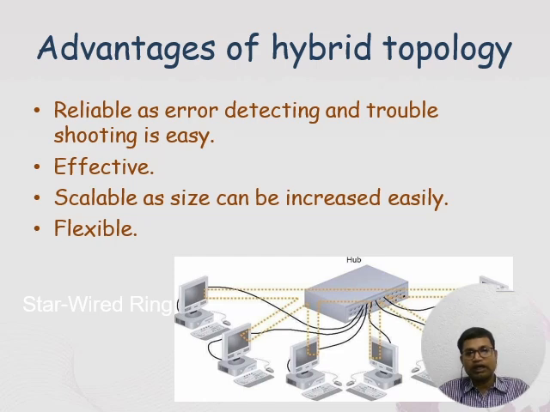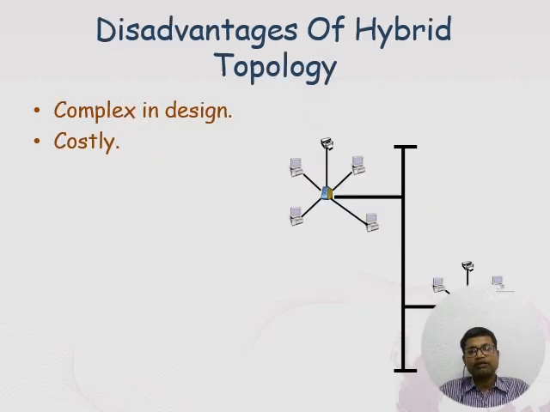So here are a few advantages of the hybrid topology. Reliable, as error detecting and troubleshooting is easy. Effective, and scalable, as size can be increased easily. As it's a combination of two or more topologies, it can be scaled very easily, and it's very flexible and also very effective. The disadvantage of hybrid topology is that it is complex in design, because it's a combination of two or more topologies. Therefore, it's very complex to design, and the cost associated is very high. So we can say it is very costly.